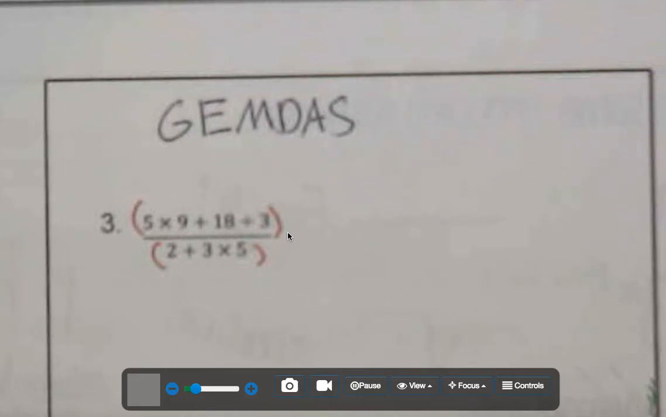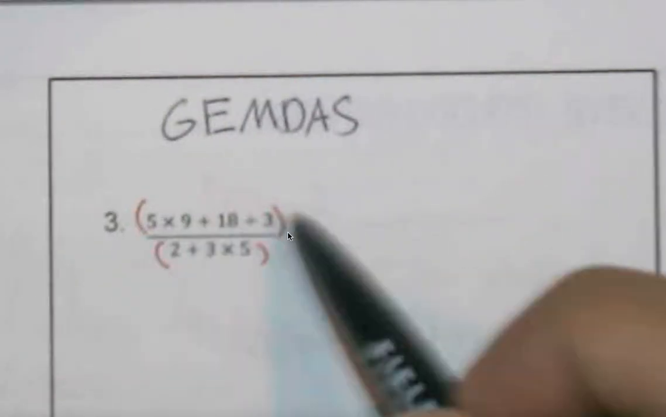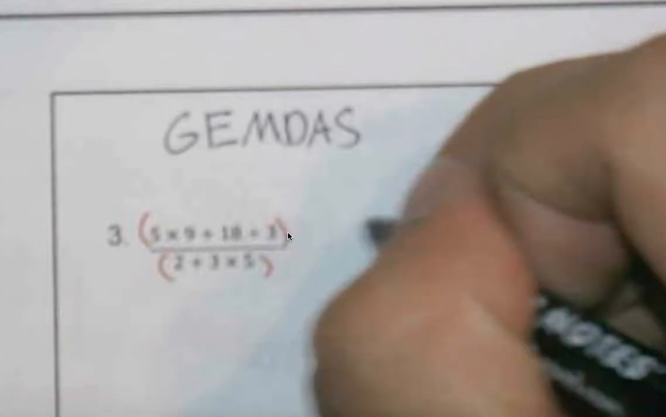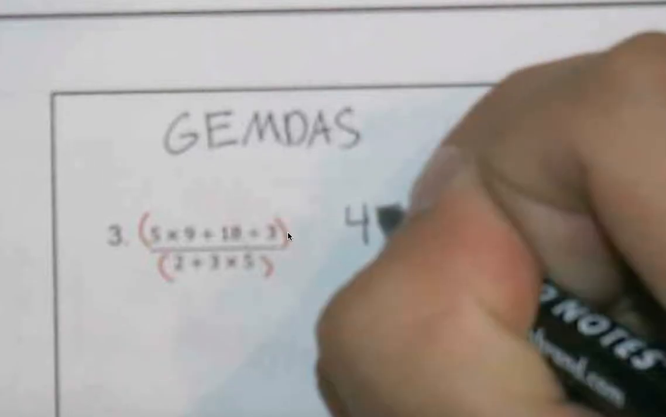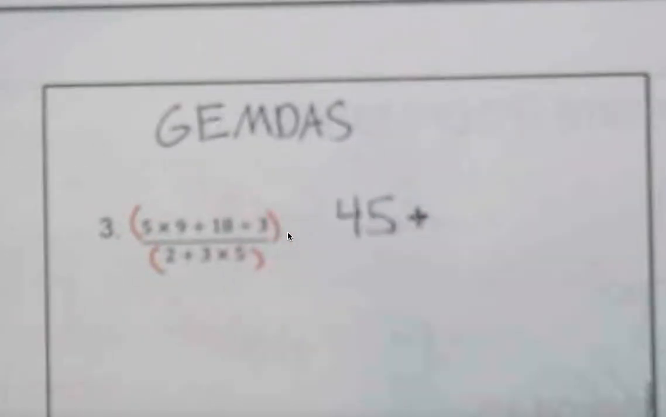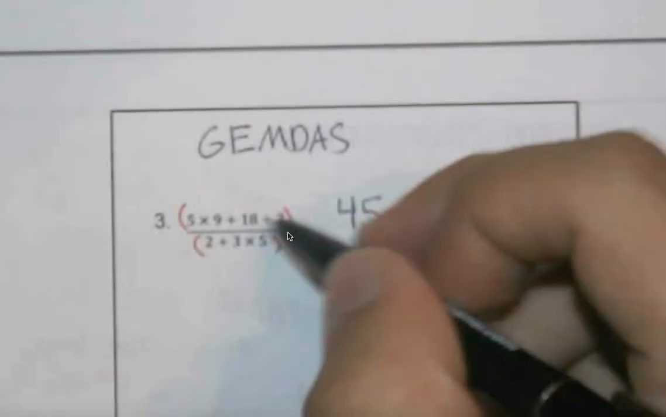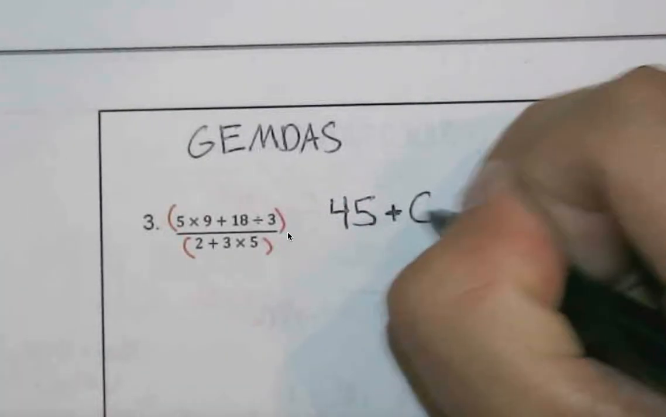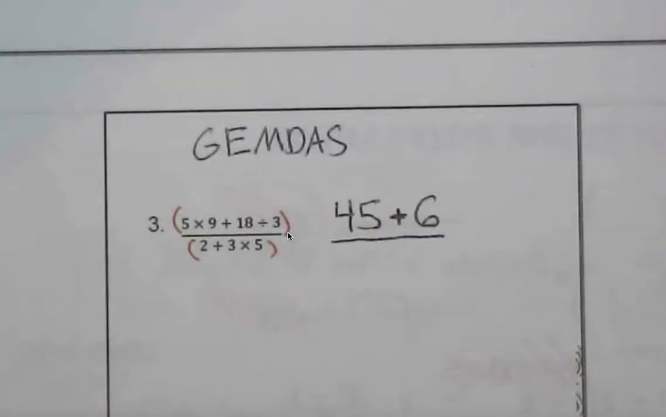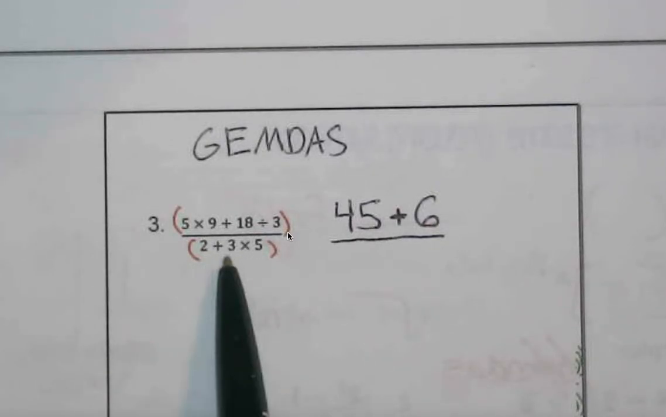All right. Well, if we go for the top part, we have 5 times 9. Since we're grouping here, multiplication from left to right, 5 times 9 is 45. We're then adding on the quotient here of 18 and 3. 18 over 3, it's going to be 6. So that's the top.